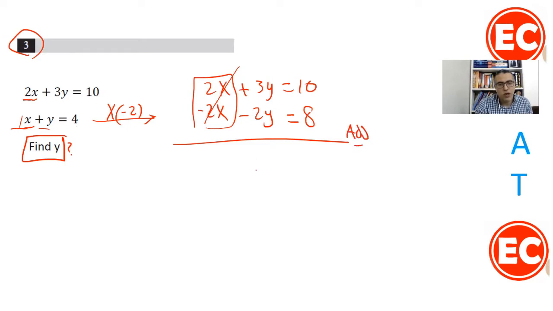3y minus 2y is 1y, which is equal to 10 minus 8, which is 2. So I did it in only 3 steps of work.